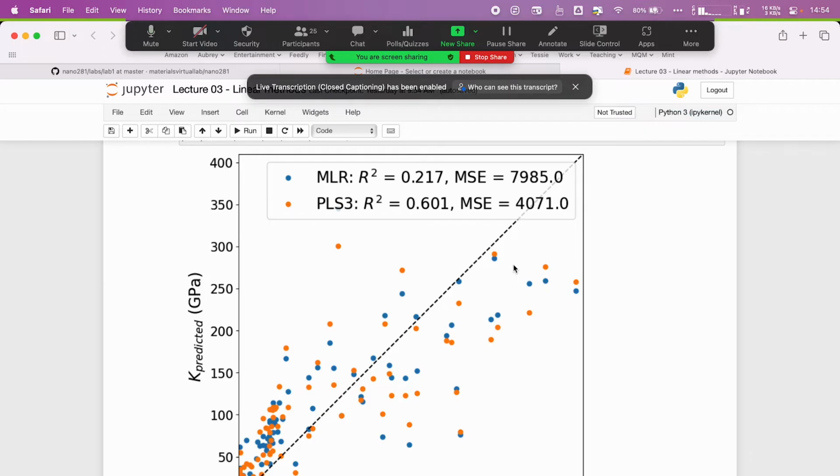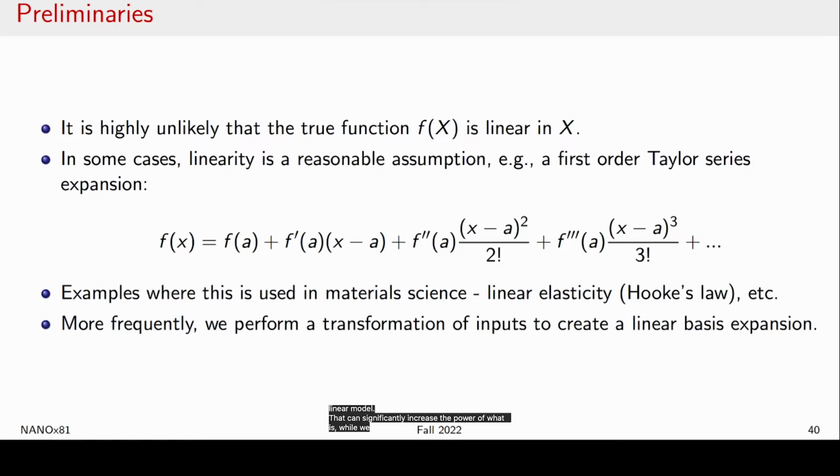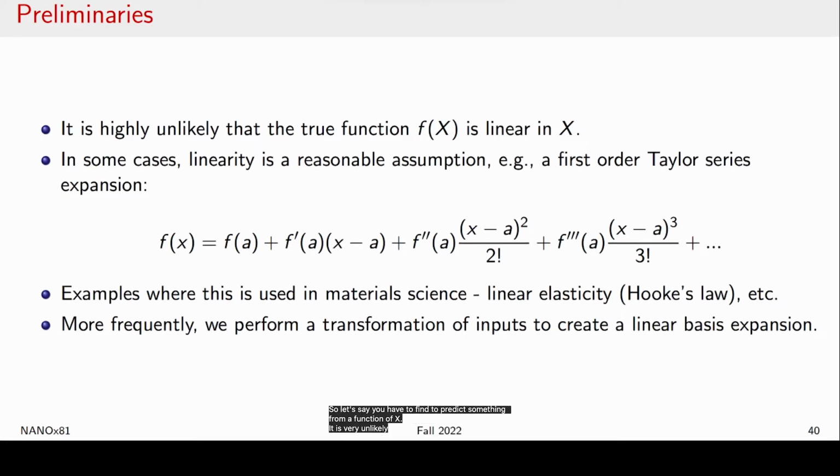Okay. Now we are going to move on to modifications of our linear model that can significantly increase the power of what we think of as a very simple model, right? So it is very highly unlikely that the true function that you are after, so let's say you're trying to predict something from a function of x, it is very unlikely that the true function is actually just linear in x, okay? There are situations where linearity is a reasonable assumption.